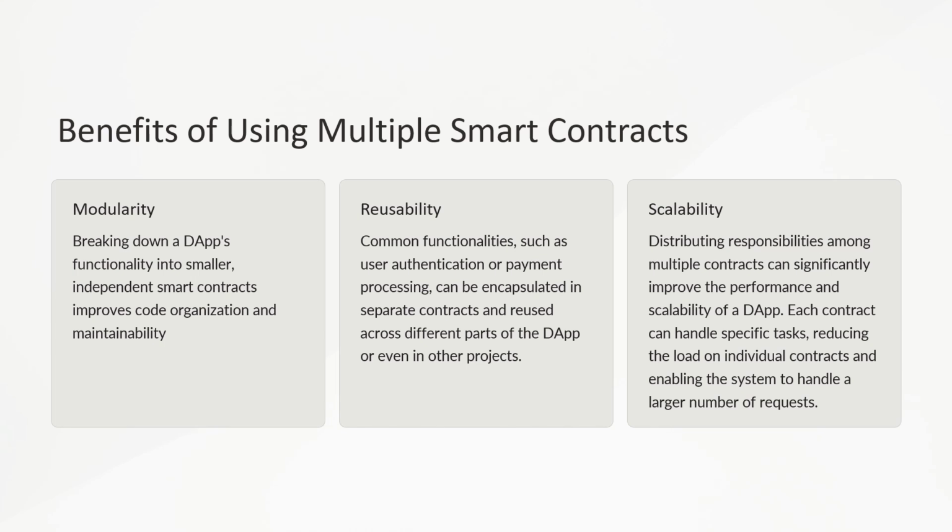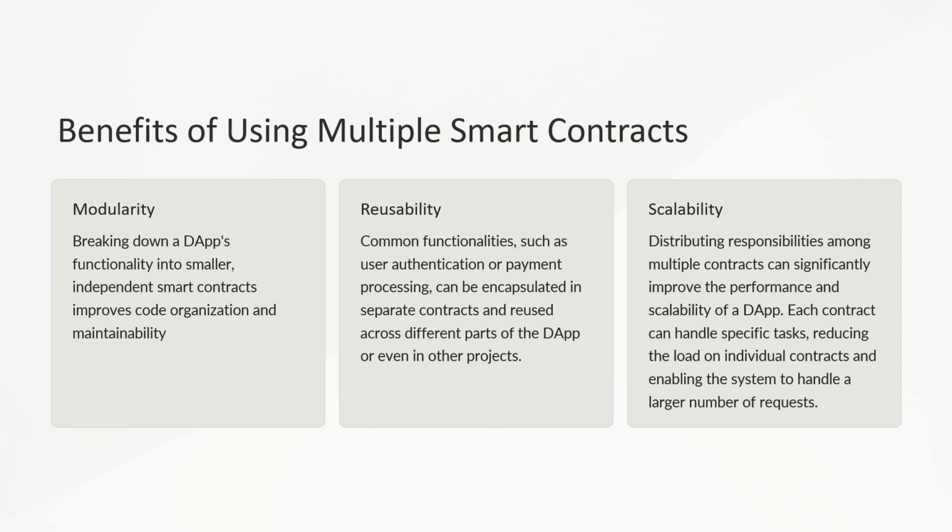It's like having a small dedicated team within the company, each specializing in a specific task. Reusability: common functionalities such as user authentication or payment processing can be encapsulated in separate contracts and reused across different parts of the dApp or even in other projects. It's like reusable Lego bricks that can be used to build various structures.